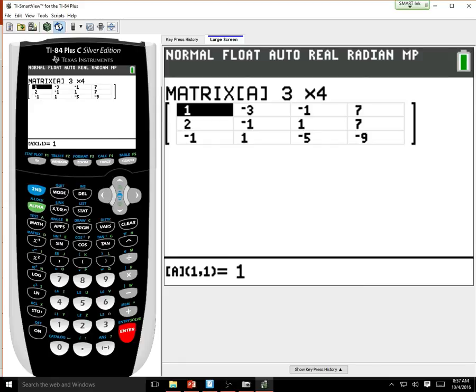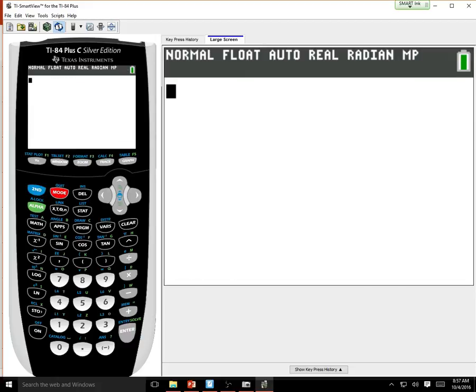Okay, so now that we have that, we have to start making some choices, okay? So if you go back into that matrix, second, I just hit second quit. Second quit brings you back to the home screen, which is where you want to be. Okay?